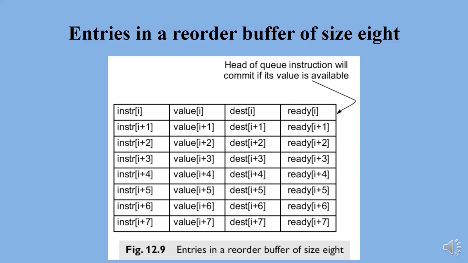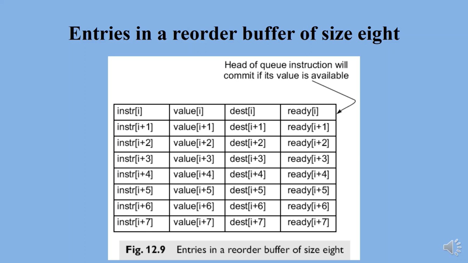buffer at its tail. If the instruction at the head of the queue has not completed and the reorder buffer is full, then further issue of instructions is held up. That is, the pipeline stalls because there is no free space in the reorder buffer for one more entry.